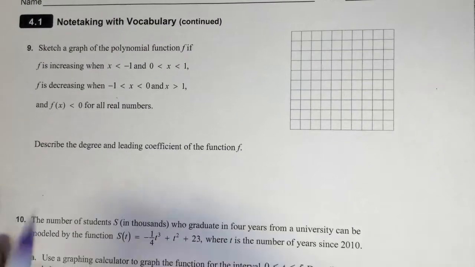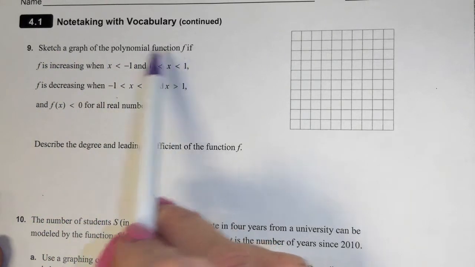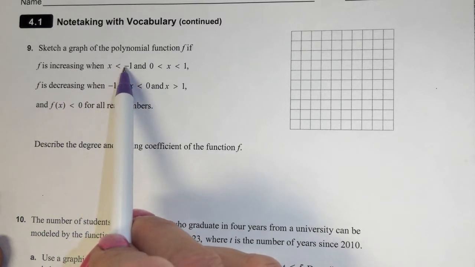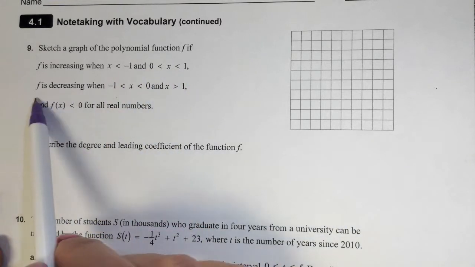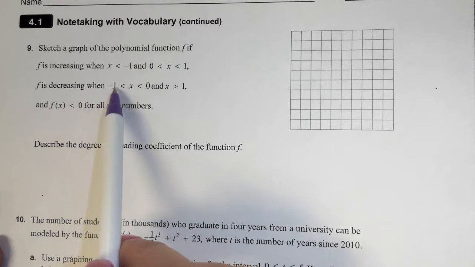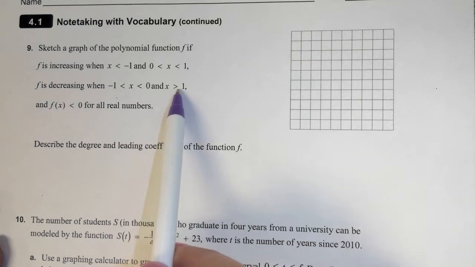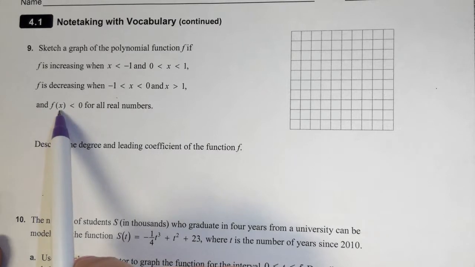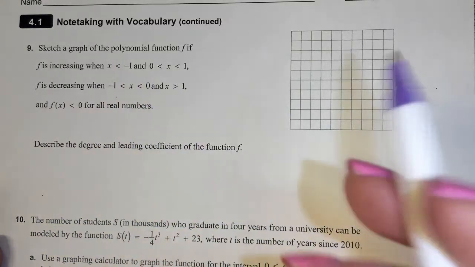All right. Look at the next one here. Now we're into sketching. Sketch a graph of the polynomial function f if f is increasing when x is less than negative 1 and f is increasing between 0 and 1. F is decreasing when x is in between negative 1 and 0, and f is decreasing if x is greater than 1. Also, f of x, what does f of x mean again? Y. So y has to be less than 0 for all real numbers.